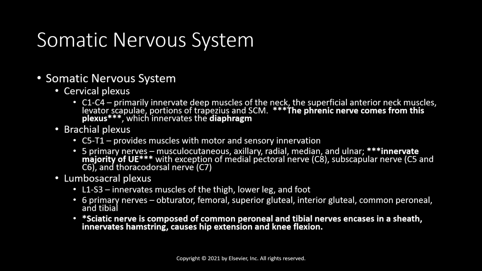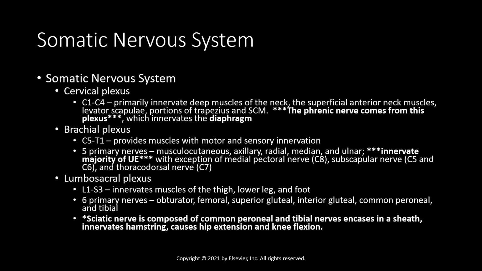Your cervical plexus is formed from C1 to C4, primarily innervates the deep muscles of the neck, the superficial anterior neck muscles, and the levator scapula, with portions of the trap and SCM. The phrenic nerve comes from the cervical plexus, which innervates the diaphragm. And so remembering C3, C4, C5 to stay alive, that's going to be the primary levels of innervation of the phrenic nerve going to the diaphragm, and so makes sense for that to be a part of your cervical plexus.